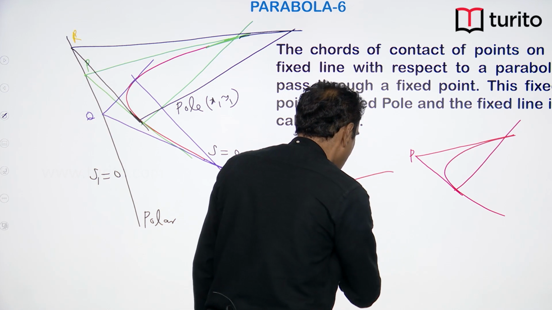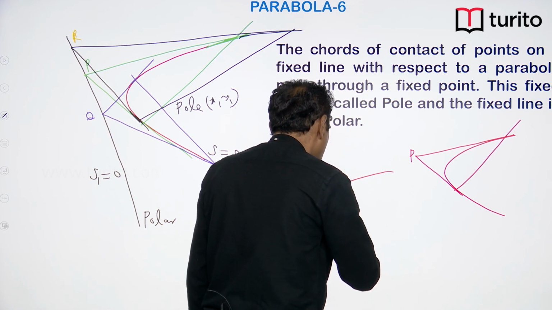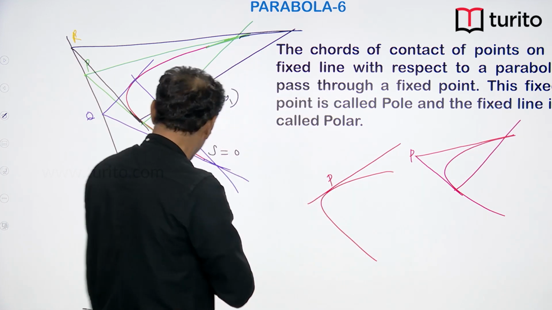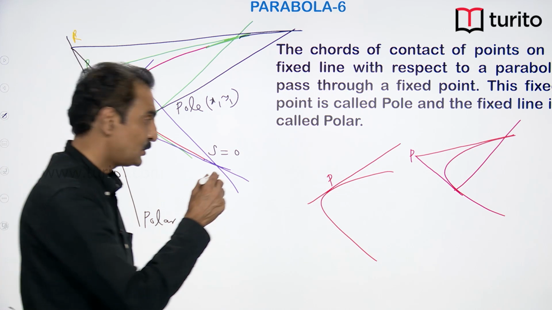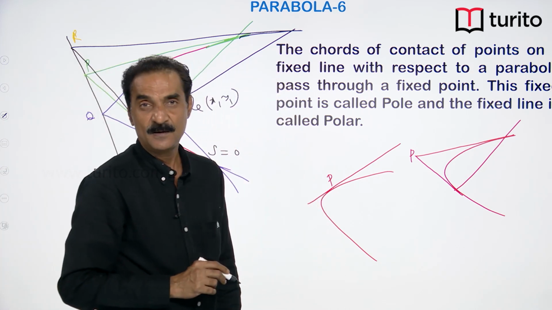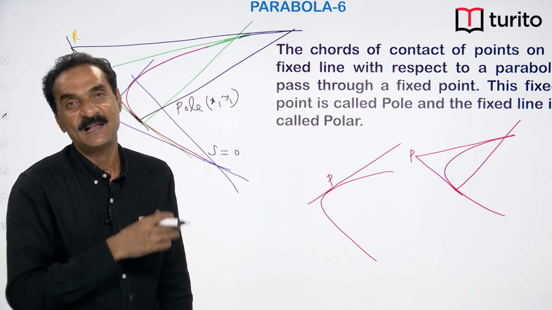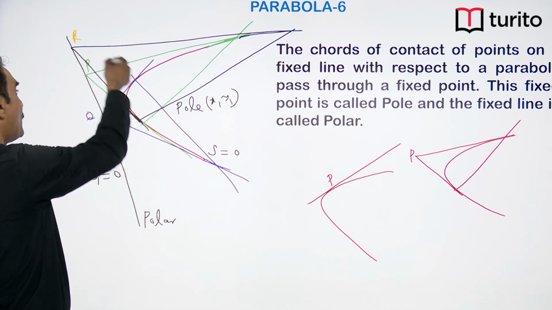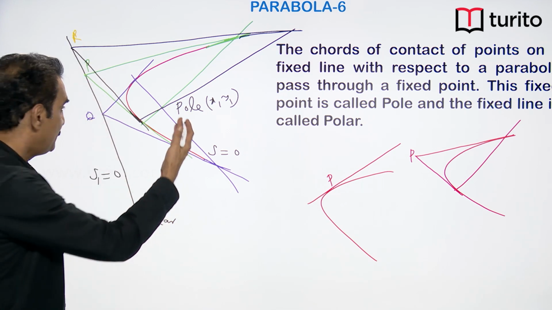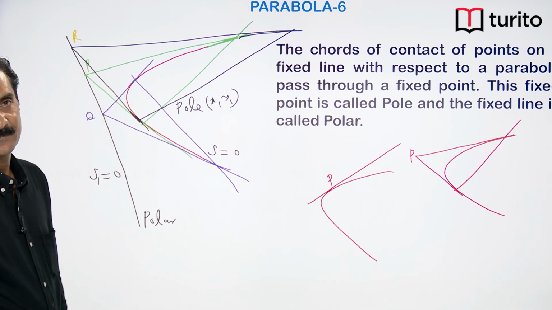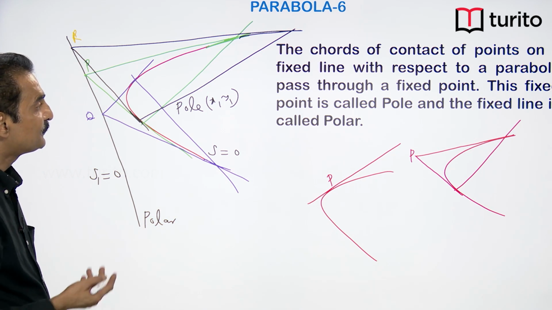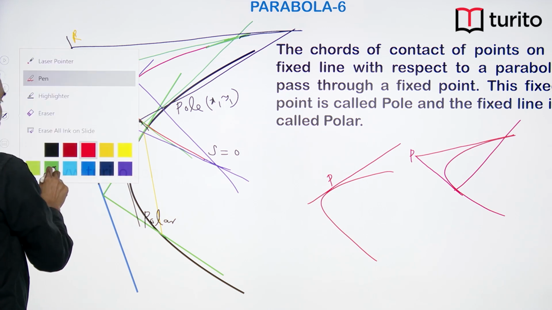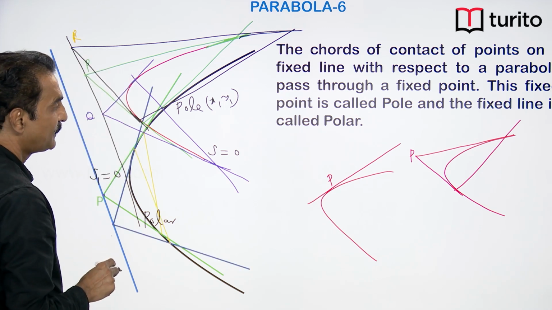If pole is outside, if the pole is on the curve, equation of the tangent is S1 = 0, equation of the polar is also S1 = 0. So, if the pole is on the parabola, then the polar coincides with the tangent at the pole. If the pole is inside, then polar will be a line which is non-intersecting like this. Okay. Now, let us move to next point.